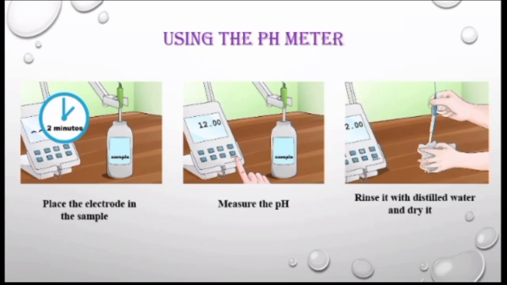Next, we are going to use the pH meter to measure the pH of our solution. Place the electrode in the sample, then measure the pH after 2 minutes. Then rinse it with distilled water and dry it. This is how we measure the pH of the solution with the pH meter.